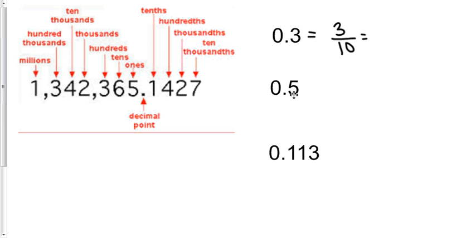And when we come down here, the 5 is in the tenths spot, so that goes for our denominator. 5 goes on top. If you need to, always simplify the fraction. It's a good habit to get into. Here, the 3 is in our thousandths place. So we would put 1,000 on the bottom, and 113 would go on top.